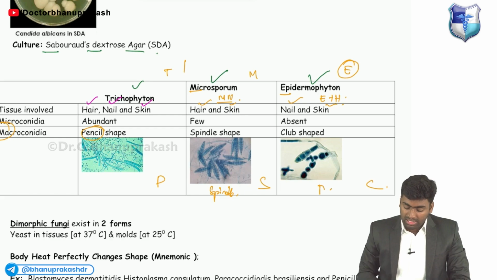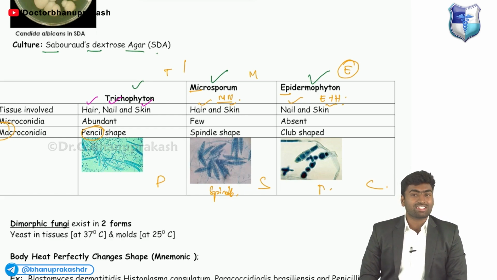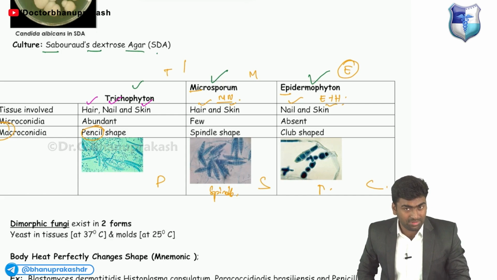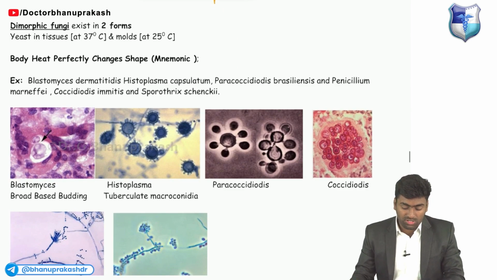Can anyone tell me where today we'll study these pencil cells? In which of the following conditions will you see pencil cells in a peripheral smear? You will see pencil cells in a case of anemia. In a case of iron deficiency anemia, you will see these pencil cells. Okay, fine. And we have one more classification of fungi. What are they known as?